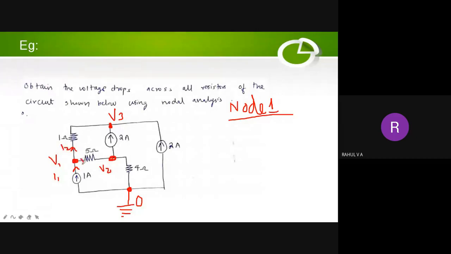So how to write the Kirchhoff current law equation? I1 is equal to... how much current is entering this node? 1 ampere. So the current I1 entering is 1 ampere. And which currents are leaving? 2 ampere? Is there 2 ampere at that node, the first node called V1?